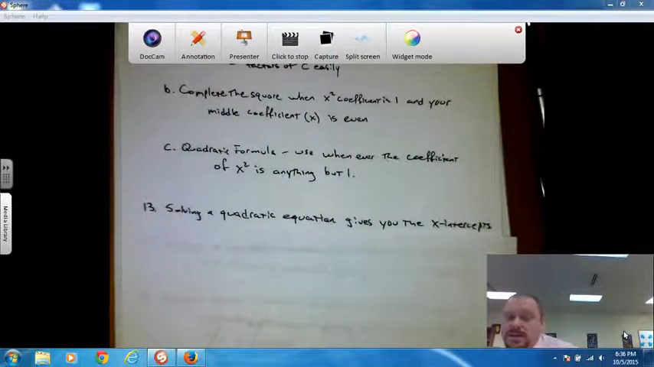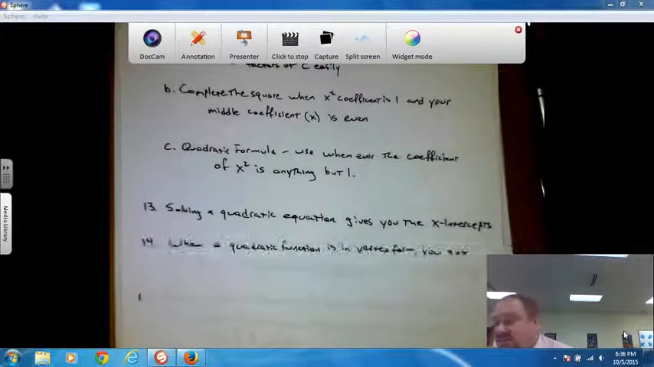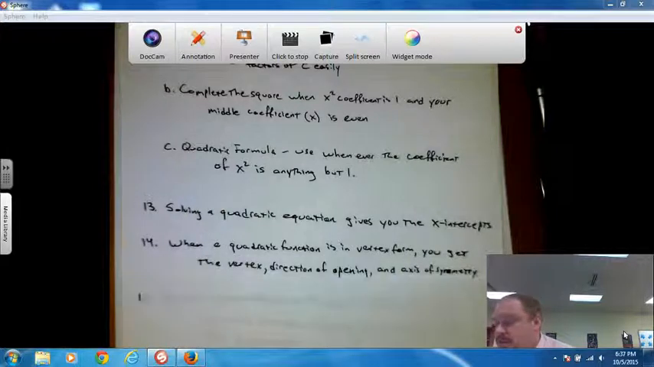Number 14 says, when given a quadratic function in vertex form, what information do you have about the graph? Well, if it's in vertex form, you have a lot of information. Okay? You get the vertex. You get the direction of opening. You get the axis of symmetry. Okay? All just like we talked about in class.